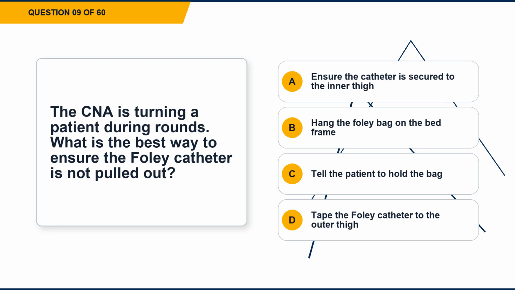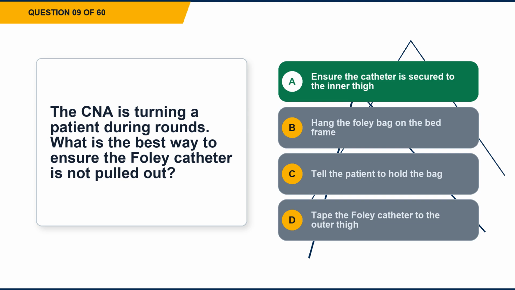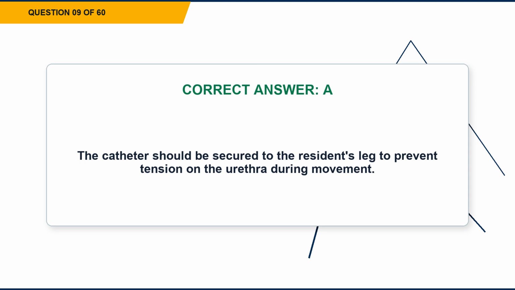Question 9. The CNA is turning a patient during rounds. What is the best way to ensure the Foley catheter is not pulled out? Option A, ensure the catheter is secured to the inner thigh. Option B, hang the Foley bag on the bed frame. Option C, tell the patient to hold the bag. Option D, tape the Foley catheter to the outer thigh. The correct answer is option A. Explanation: the catheter should be secured to the resident's leg to prevent tension on the urethra during movement.